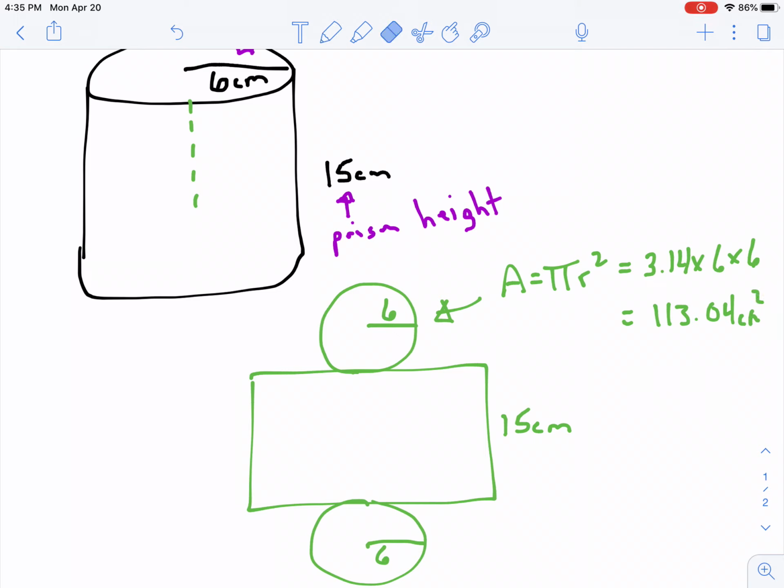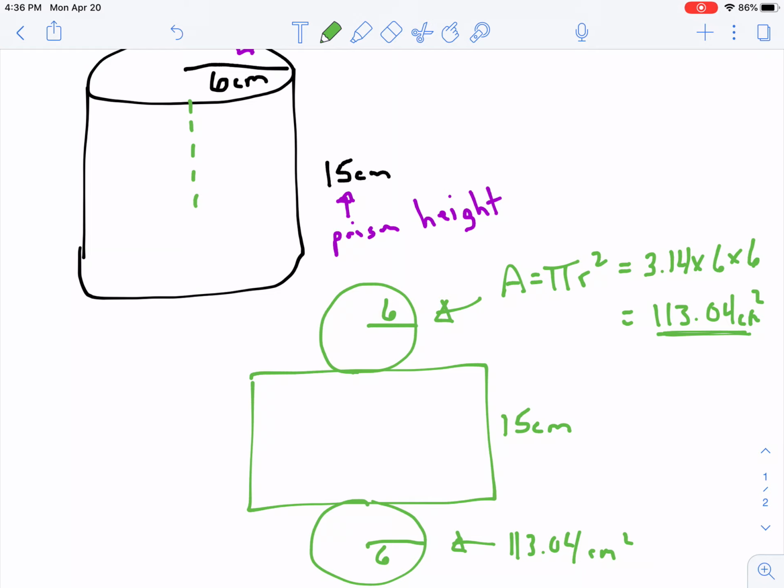So now we know the area for each of my circles. We did say that both these circles were identical, so this area is for one circle, then the other area must be the same, right? So if this one is going to be 113.04, this one is going to be 113.04 as well.